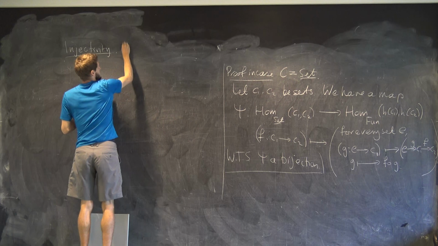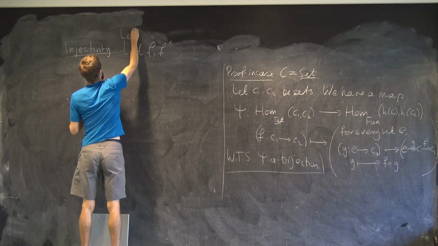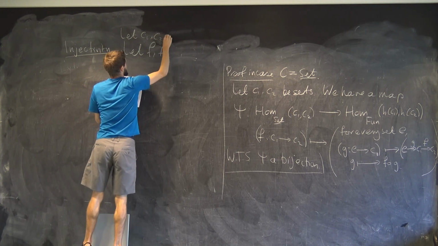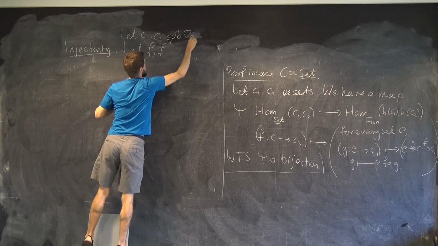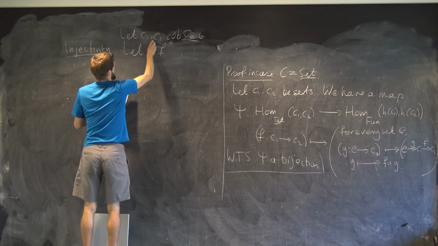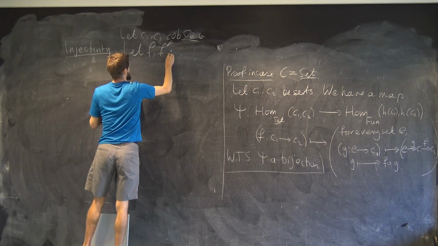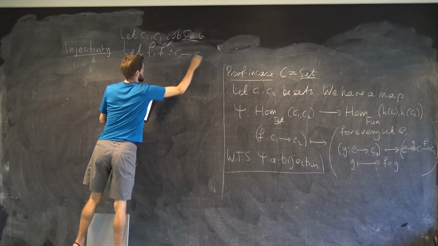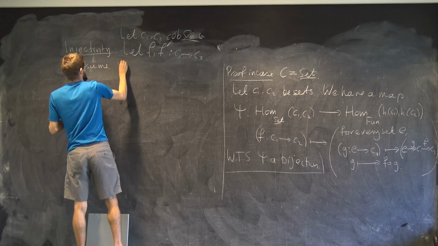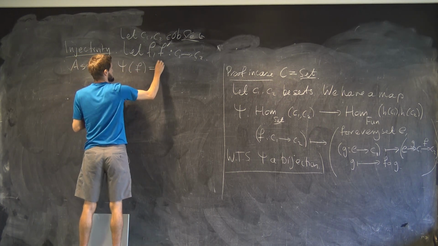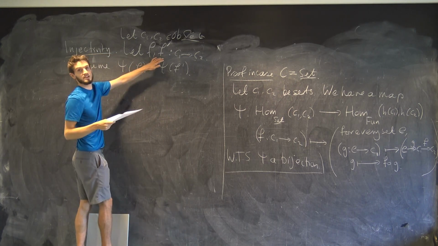Okay, so let C1 and C2 be sets. Let F and F prime be maps from C1 to C2. I'm going to assume that psi of F is equal to psi of F prime, and then I want to show that F is equal to F prime.